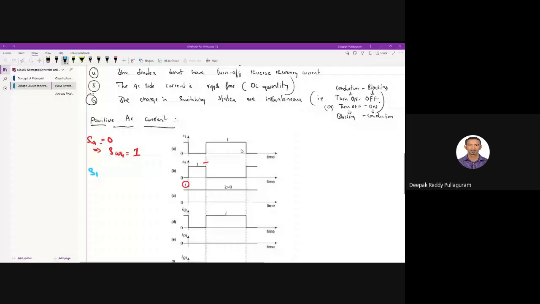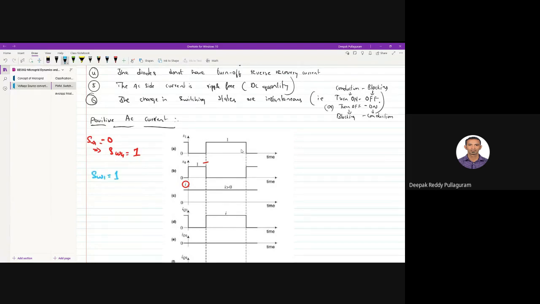Sorry, again, I think there is some glitch in my OneNote. Yeah, we're able to see now? Yes, sir.